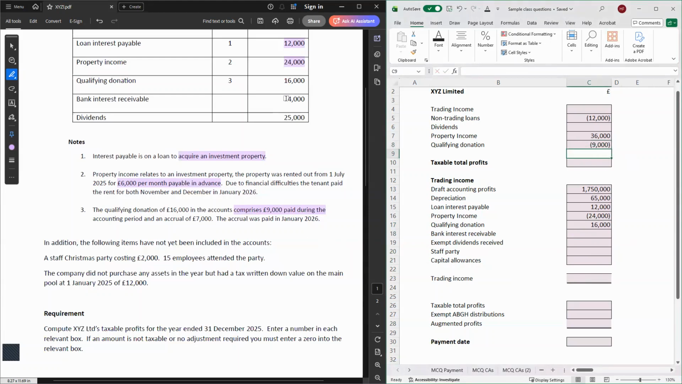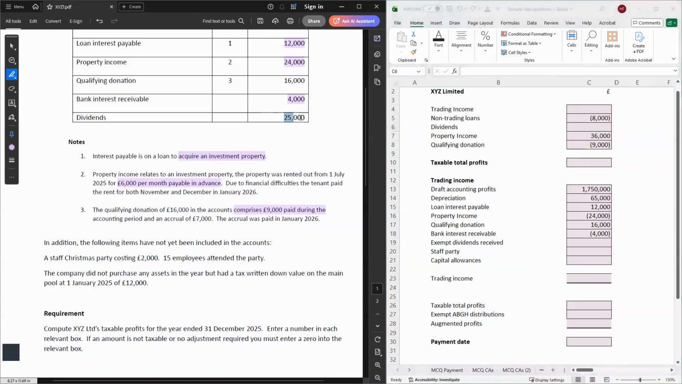And then bank interest receivable, £4,000. Bank interest receivable is always a non-trading loan relationship income. So we would strip this out of trading income. So this is income, so we need to take out £4,000 of income, and then we would tax the income up here together with the non-trading interest payable. So we're bringing £4,000 up here.